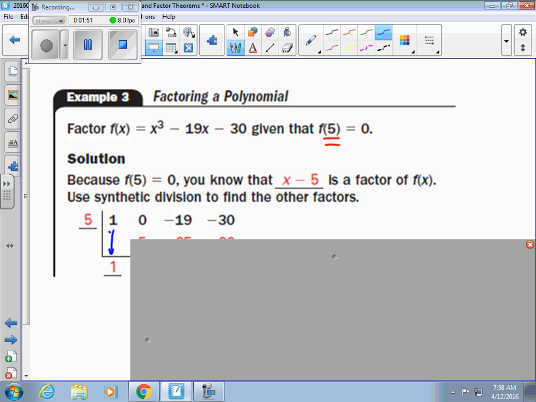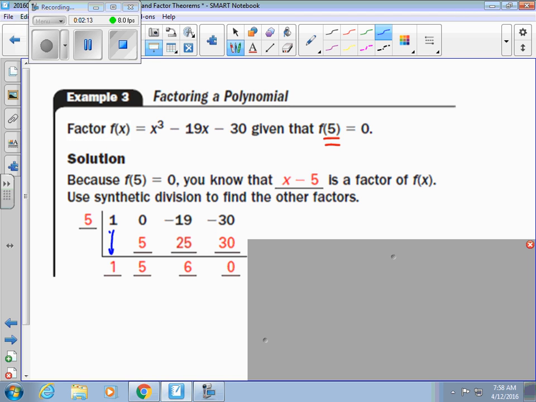After that, you multiply that number times 5. 1 times 5 gives you 5. Then you combine that column. 0 and 5 gives you 5. You multiply that number times 5, and you get 25. You combine that column, negative 19 and 25, to get 6. And then one more time, you multiply 6 times 5 to get 30. And you combine 30 and negative 30.